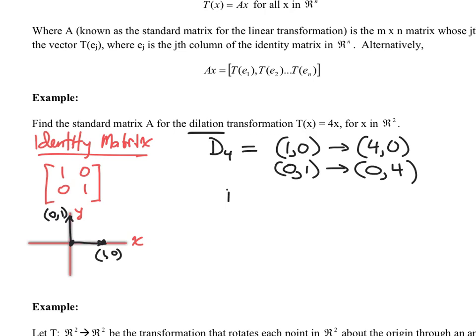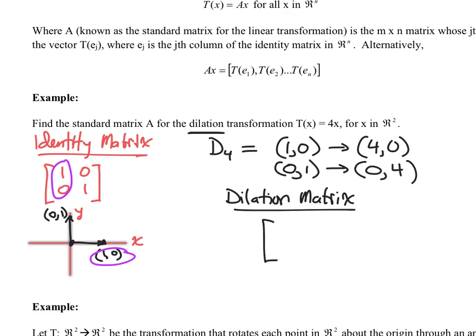So the dilation matrix, instead of having 1, 0, which corresponded with the coordinates, so that first vector 1, 0 corresponded with the coordinates 1, 0, we're going to use 4, 0. Instead of having 0, 1, I have my new coordinate, which corresponds to a new vector, 0, 4. And that's your transformation matrix.